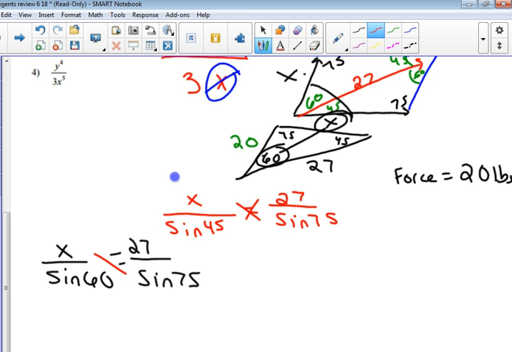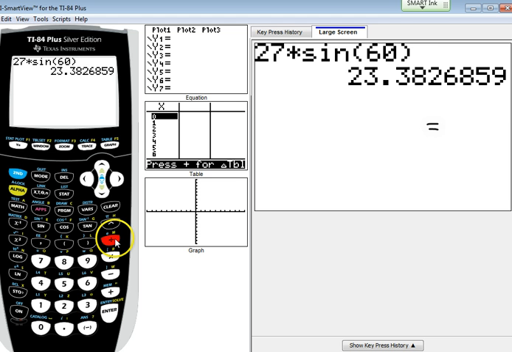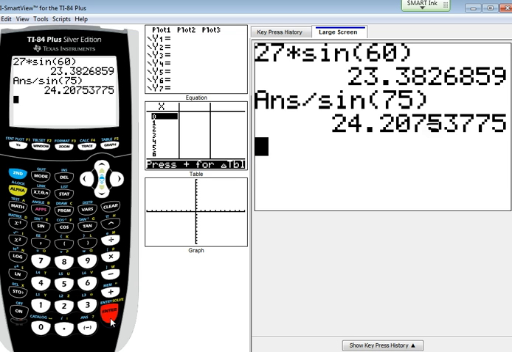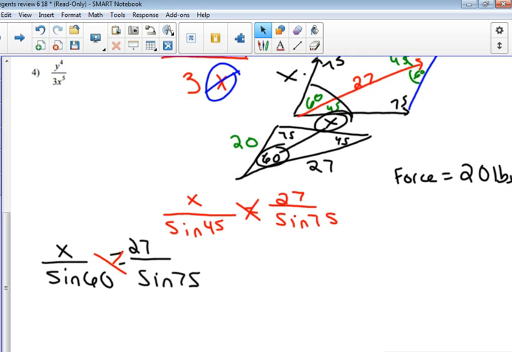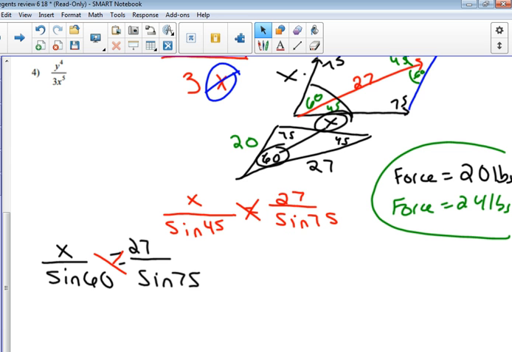Now, when you guys cross multiply here, 27. 27. Divided by... get 24? Yeah, 24. So the other force equals 24 pounds. Okay, but I think that could definitely be a really good part 3 question. Yeah, okay, nice.